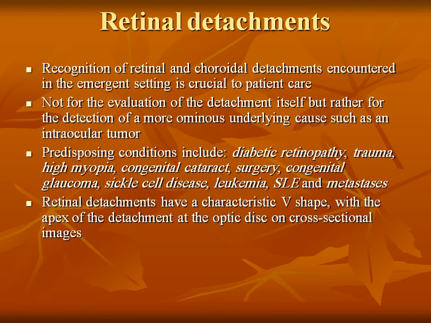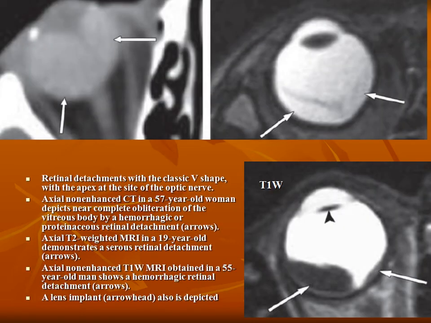Retinal and choroidal detachments should be distinguished from each other. We are not evaluating the detachment itself because this is an ophthalmologic diagnosis. We are evaluating for the secondary complications and the cause of the detachment. The predisposing conditions include diabetic retinopathy, trauma, high myopia, congenital cataract, surgery, congenital glaucoma, sickle cell disease, leukemia, SLE, and metastasis. It's characterized by a V shape with the apex at the optic nerve, at the macula.